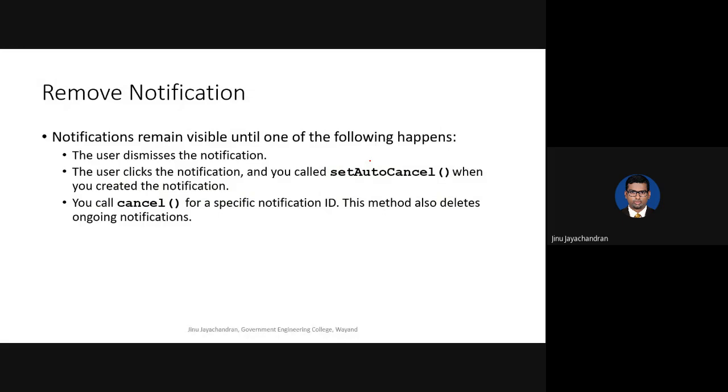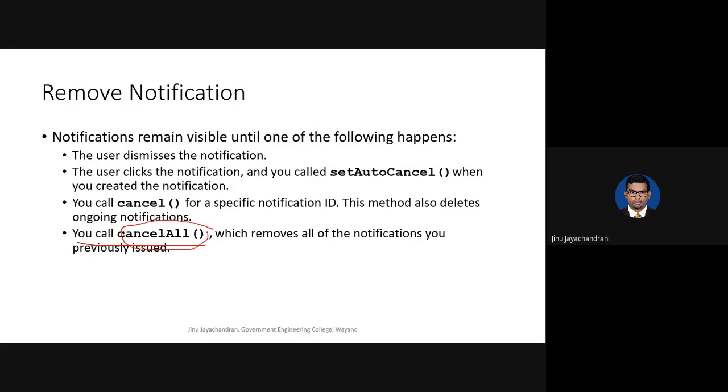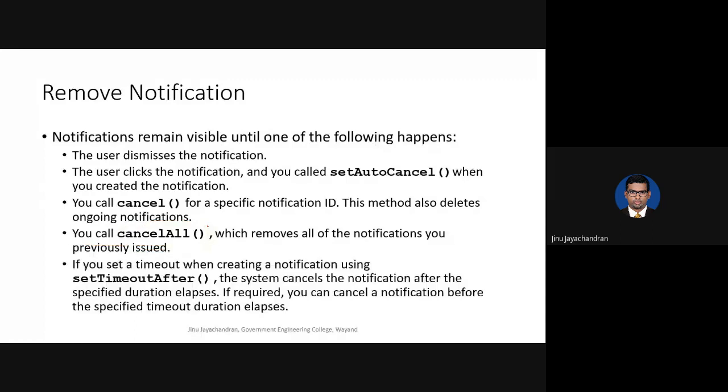You call cancel for a specific notification ID. This deletes the ongoing notification. It is just saying that you have disabled the notification. And cancelAll means you cancel all the notifications, whether it is currently being notified or the previous ones. All the notifications will be cancelled. So only when you call this cancelAll can you cancel all the notifications.